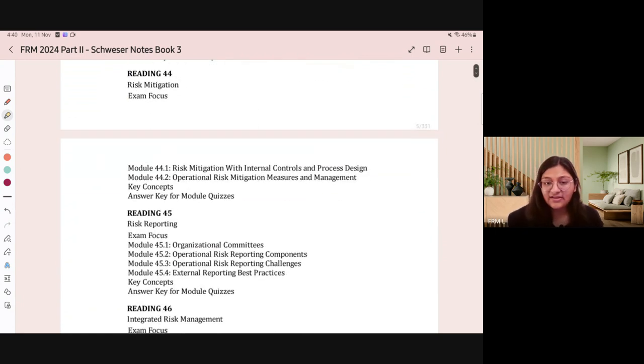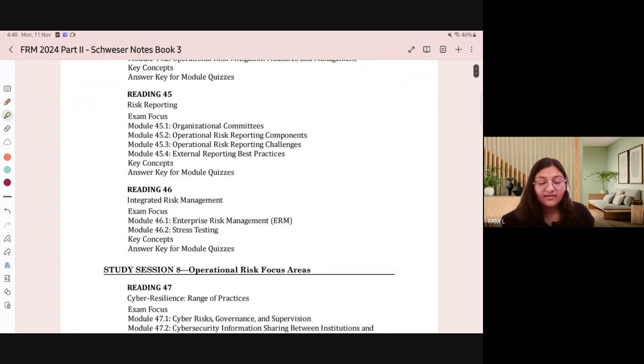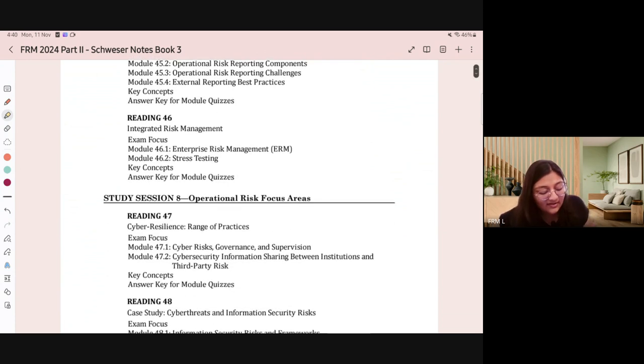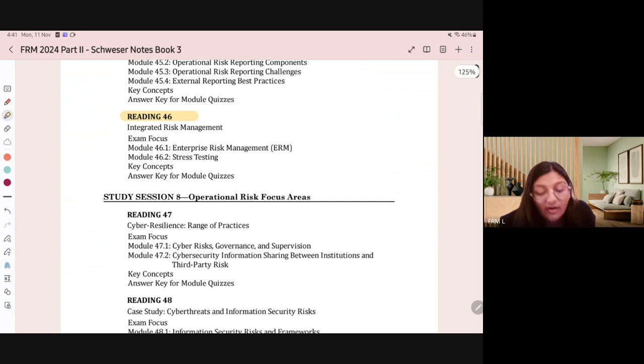Then risk mitigation, that is, how can we eliminate or reduce the risk from our company? This is a normal chapter. You can just read it. Then risk reporting. This is also a normal chapter. Now, integrated risk management. This is all about ERM. Why is it important?